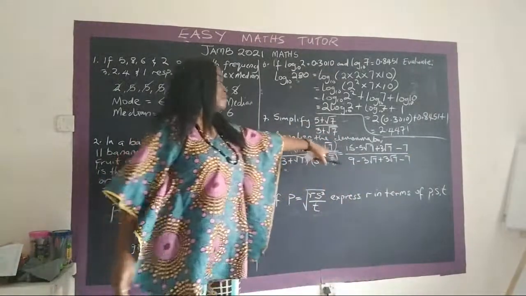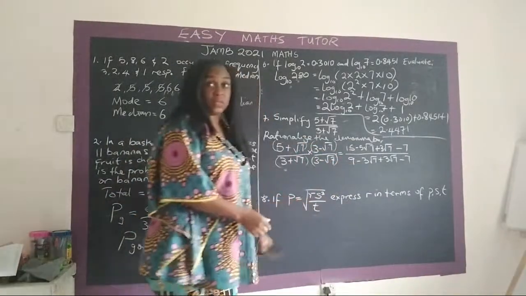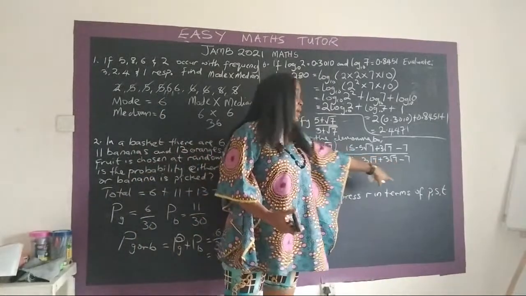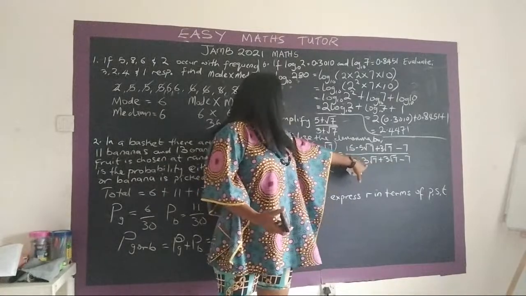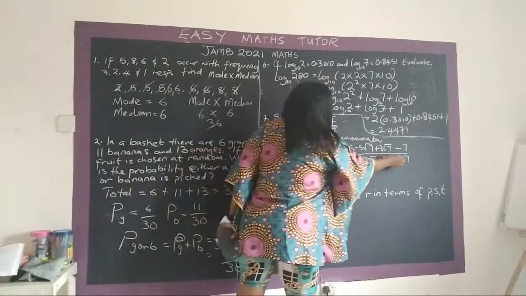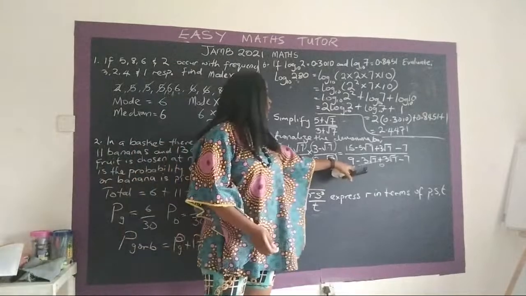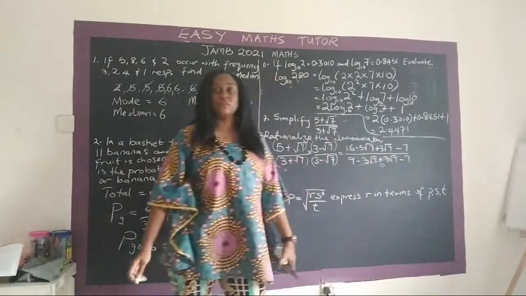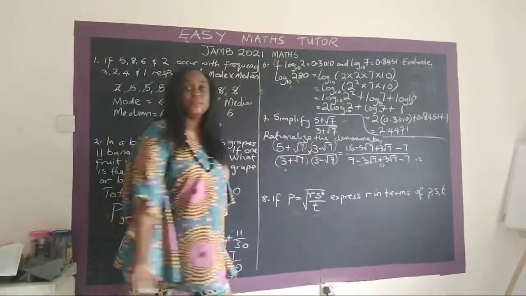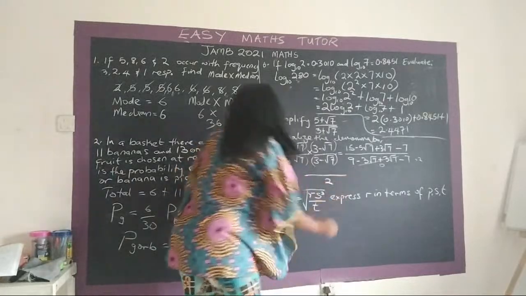Okay, so now let's simplify this problem. Looking at this denominator, I'm seeing something that can cancel out. There are two terms that are the same. We have 3 root 7, we have minus 3 root 7 and plus 3 root 7. Now, this will become 0. So we're left with 9 minus 7, which will give us 2. That means the denominator will be 2.